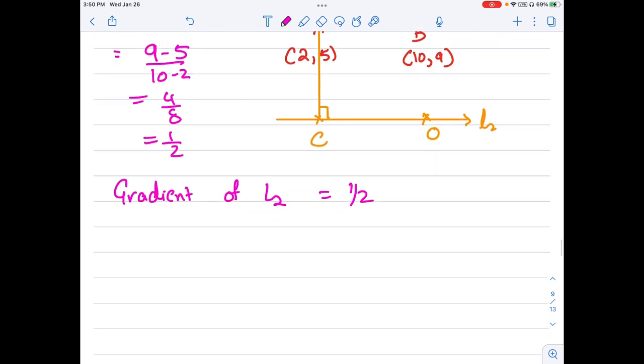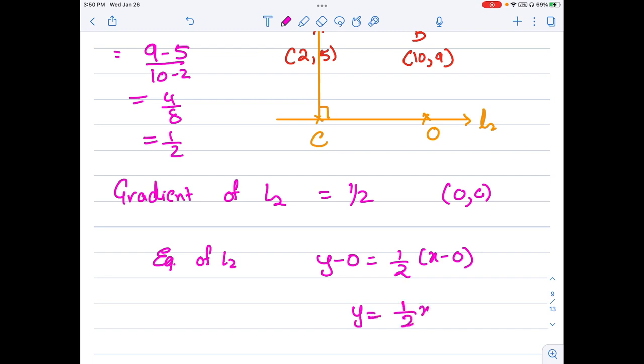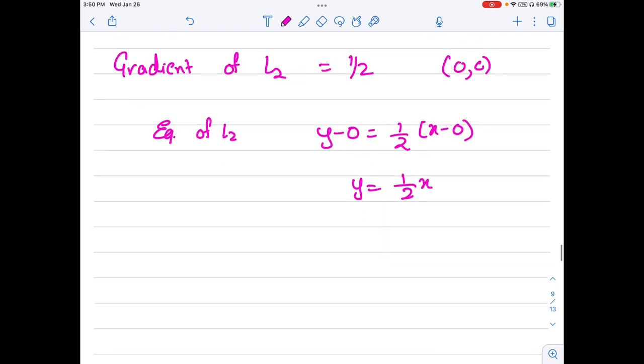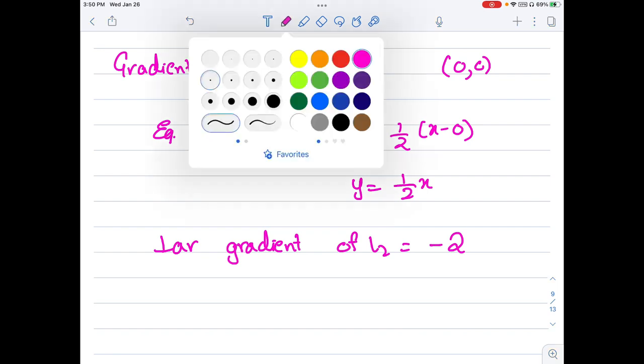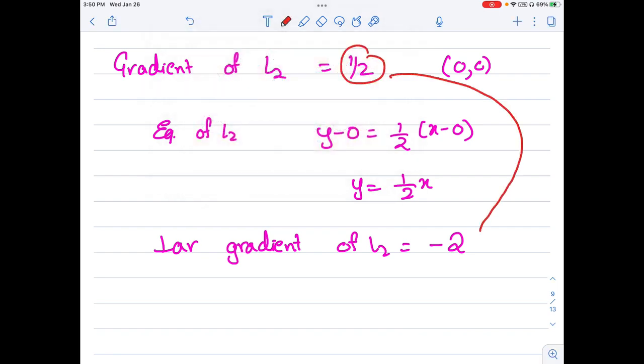Now L2 passes through the origin, so I can find the equation of L2. Y minus y1 equals m times x minus x1. So what do I get? Y equal to 1 upon 2 x. This is the equation of L2. Now, the perpendicular gradient for L2, because AC is perpendicular to L2. Because it was 1 upon 2, its perpendicular gradient will be minus 2. Reciprocal and change the sign.